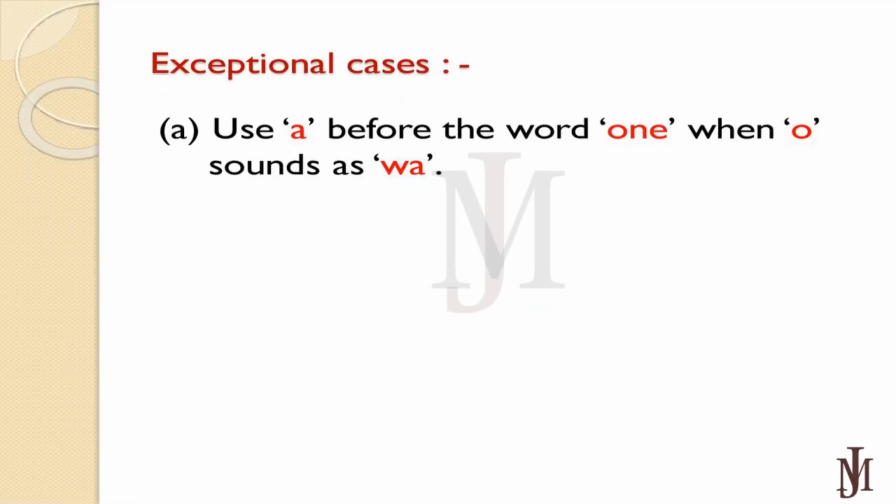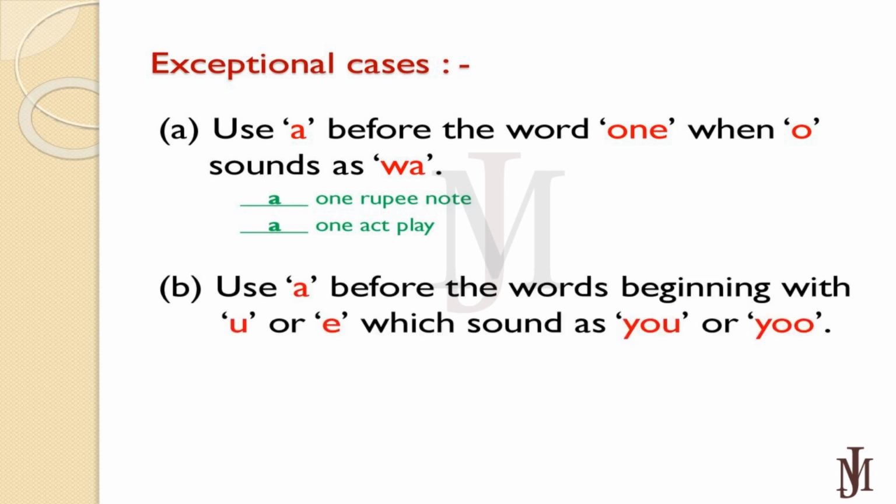First, use a before the word one when o sounds as wa. There are some examples. These words beginning with o start with the sound wa. So we say a one rupee note, a one act play. Next B. Use a before the words beginning with u or e which sound ya. There is a set of examples. These words beginning with u or e start with the sound ya. So we say a university, a European, a EU, a unique.